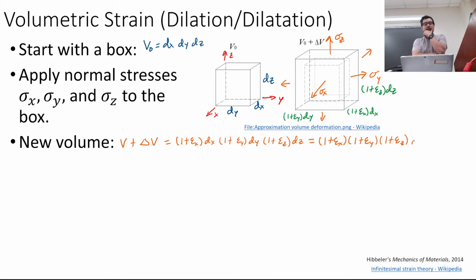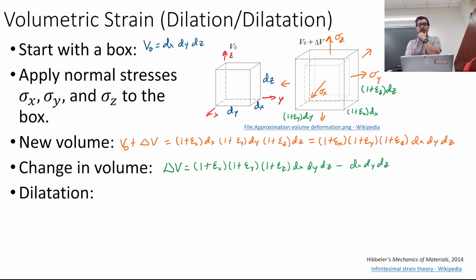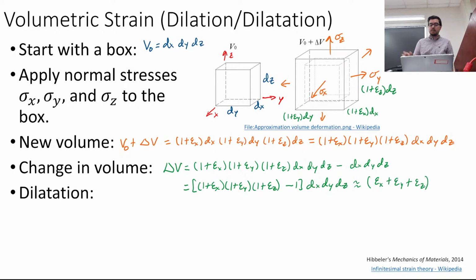And if we go a little bit further and think about what this change in volume, this delta V, is, we can say we're going to take this new quantity that we have for V naught plus delta V and subtract away the original V naught, and this is going to be the change in volume that we have. Then we do a little bit of algebra and we make use of some approximations.